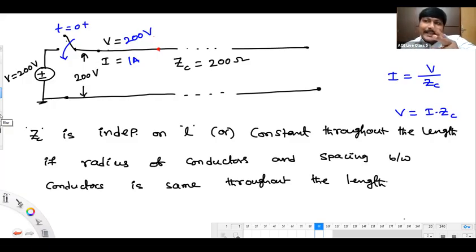I don't get any change in the voltage and currents during the first propagation. Why? 200 volts will be developed along the line at all places. 1 ampere current is getting developed along all places on the line towards the receiving end side, up to the time t equals capital T. Why? What's the reason? Please tell me.